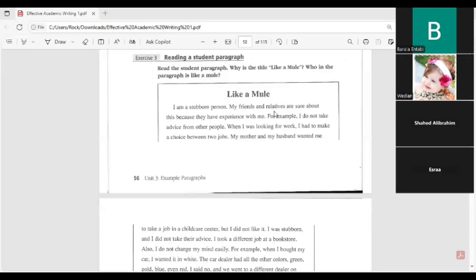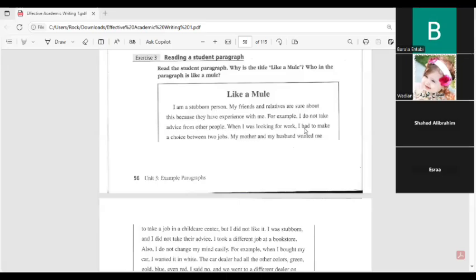My friends and relatives are sure about this because they have experience with me. For example, I don't take advice from other people. Okay, this is example number one about I am a stubborn person. Do you see that when I describe myself, I need to add examples? I need to say why I see myself as a stubborn person. Because people say that, because they have experience with me. For example, I don't take advice from other people.